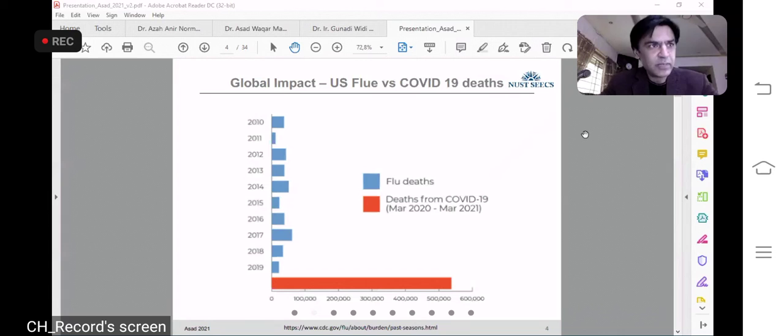Okay, so this is a comparison of COVID deaths with flu deaths, right? If you see, the COVID deaths are more than the flu deaths. This is the data for the US only, the country with the highest number of COVID deaths, as we all know, right? There were about 540,000 deaths because of this COVID pandemic. And if you compare it with the flu, there are only 368,000 deaths so far in the US alone. So you can see the impact of this pandemic, right?